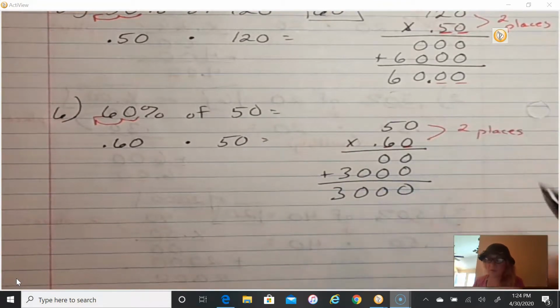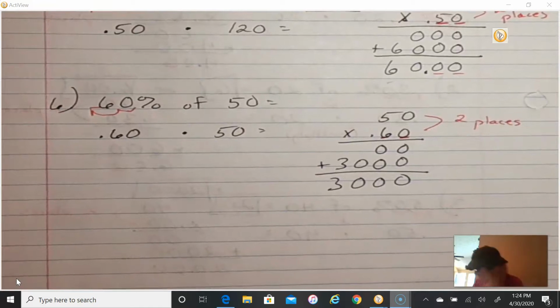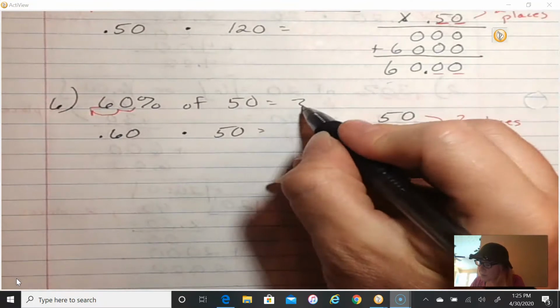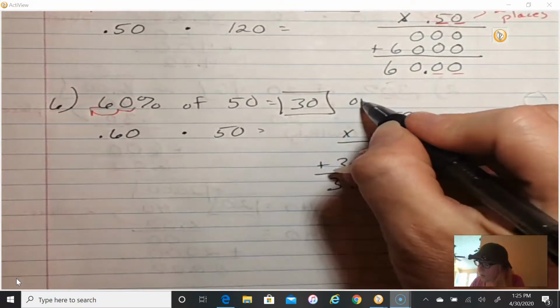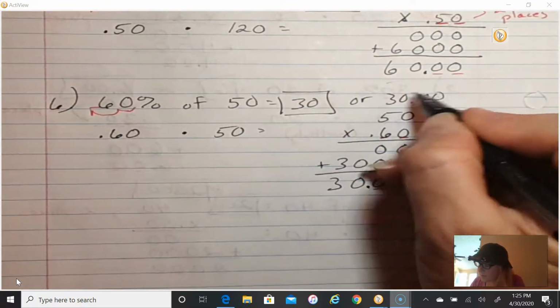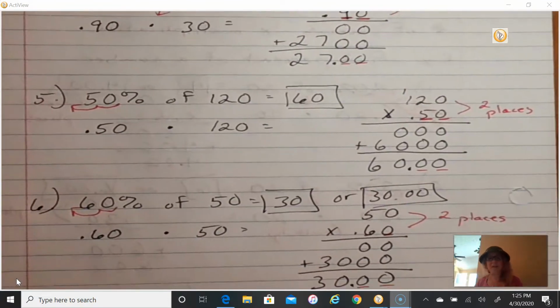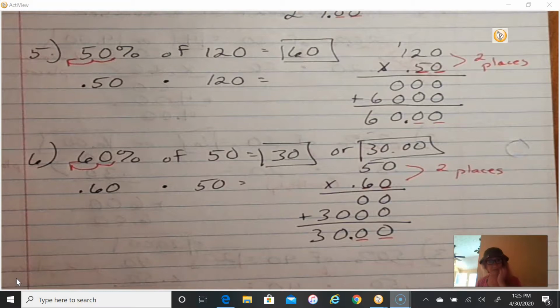Don't always assume every problem is going to be the same, by the way. Let me look at something. No. Okay. So then your answer should also have 2 places. So then it's either 30 or 30.00. Either way, it's all done the same. This is called finding the percent of a number. Okay? Finding the percent of a number.